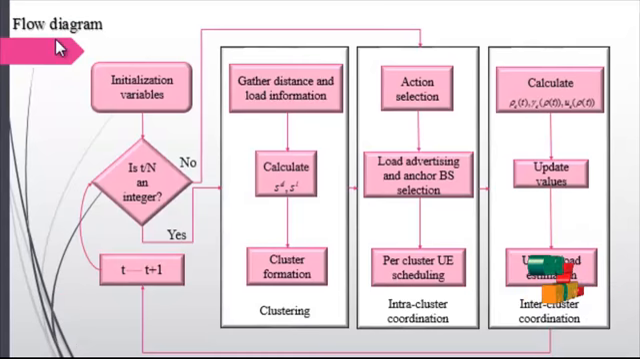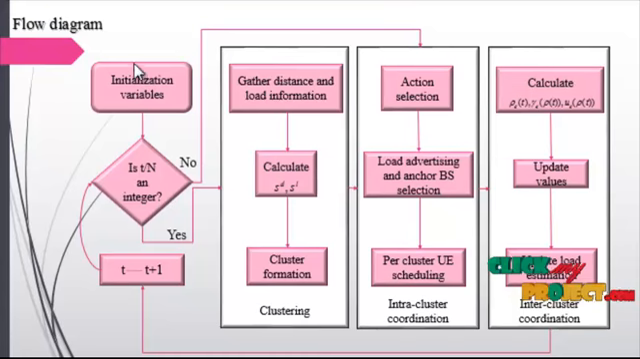Let us discuss the flow diagram of the product. So this is the overall flow diagram. In this flow diagram, first of all, the variables are initialized, and then there are three processes. One is clustering, another is intra-cluster coordination, and another one is inter-cluster coordination. The entire operation of the proposed method is in the figure. So this is the proposed algorithm also.